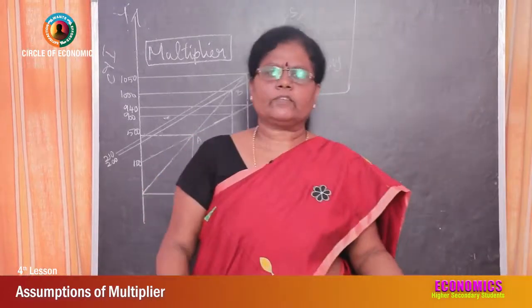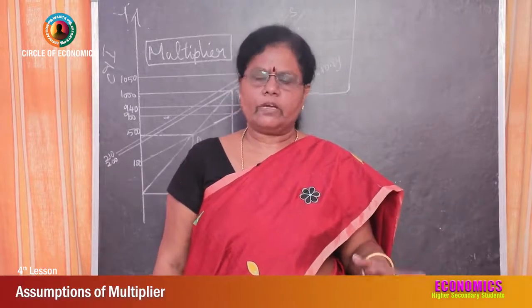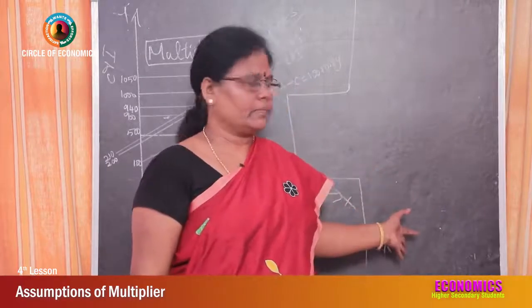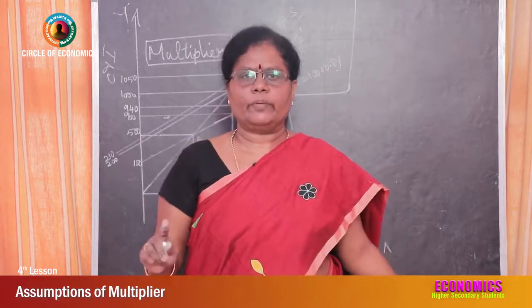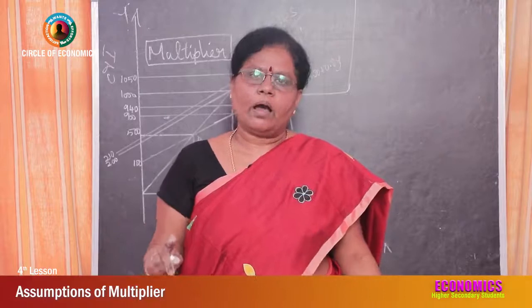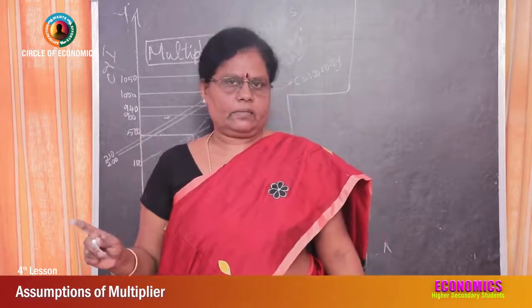So if either the value of marginal propensity to consume or marginal propensity to save is given, we can calculate the value of multiplier by using the formula like this. That is, multiplier K is equal to 1 by 1 minus MPC or K is equal to 1 by MPS.